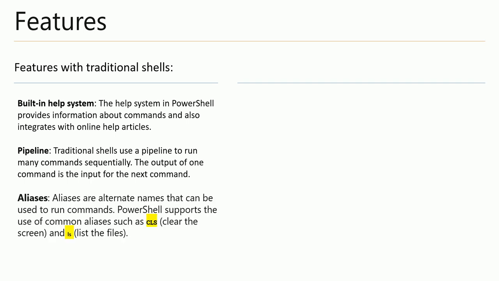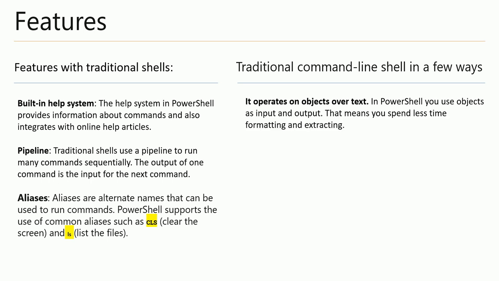In PowerShell, we are using aliases. Aliases are alternate names that can be used to run a command. PowerShell supports common aliases such as CLS, to clear the screen, and ls, to list the files. And unlike the traditional shell, PowerShell operates on objects over text. In PowerShell, you can use objects as input and output. That means you spend less time formatting and extracting.